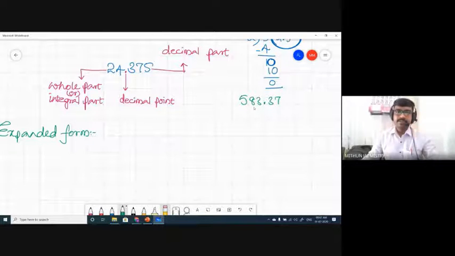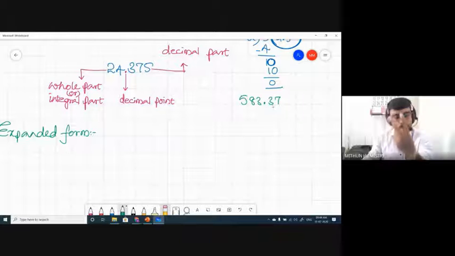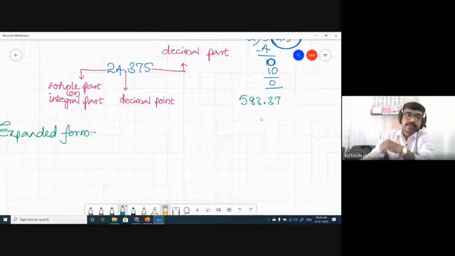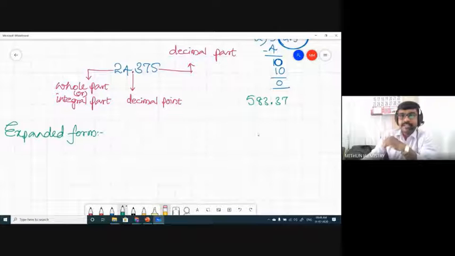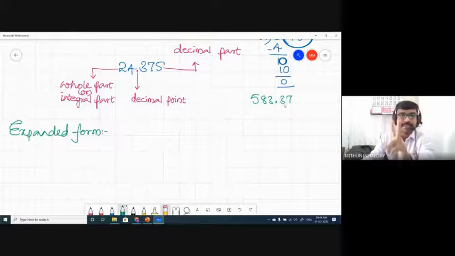Okay, so can you tell how many decimal places it has? How many? 2. Very good. So thank you, Dhruva Teja. You can mute now. So children, you have seen that this example has 2 decimal places.